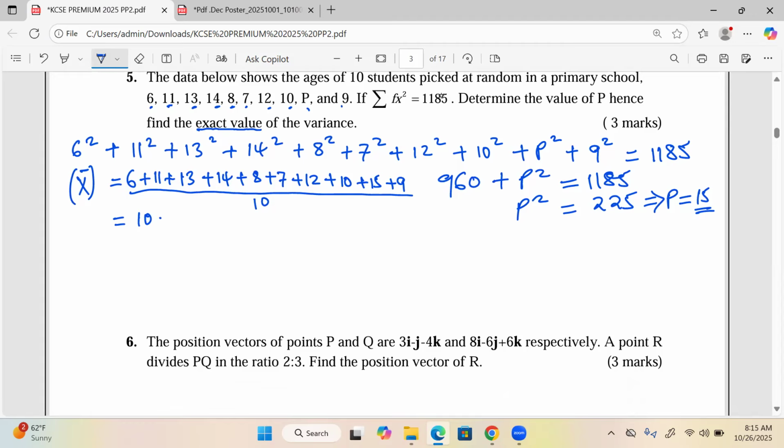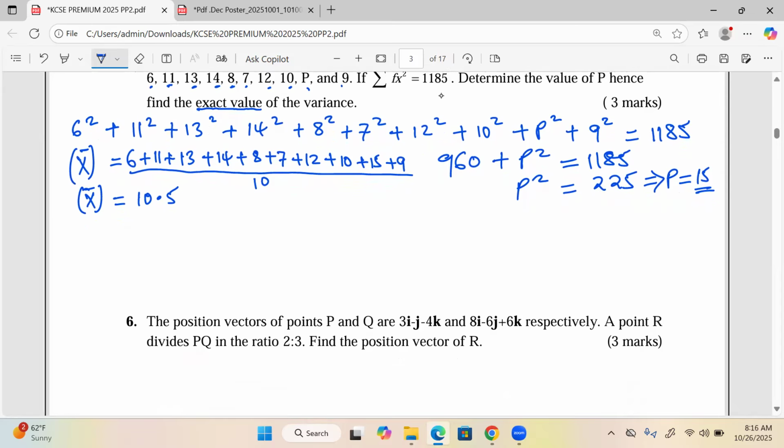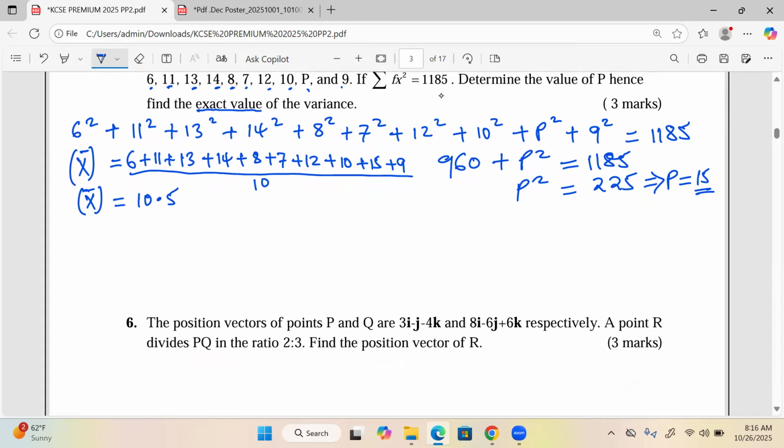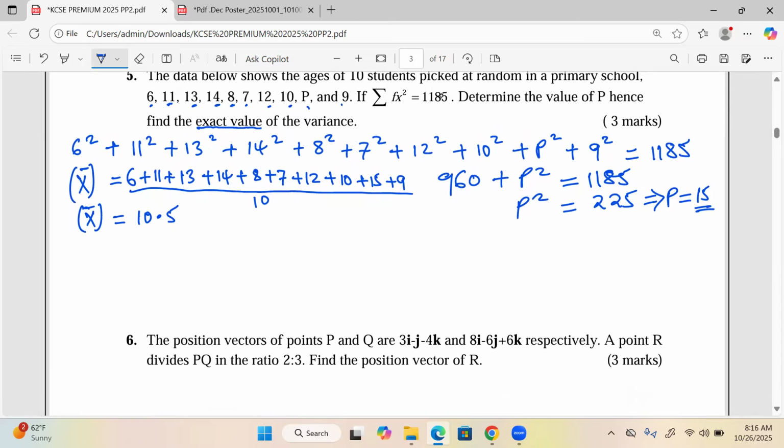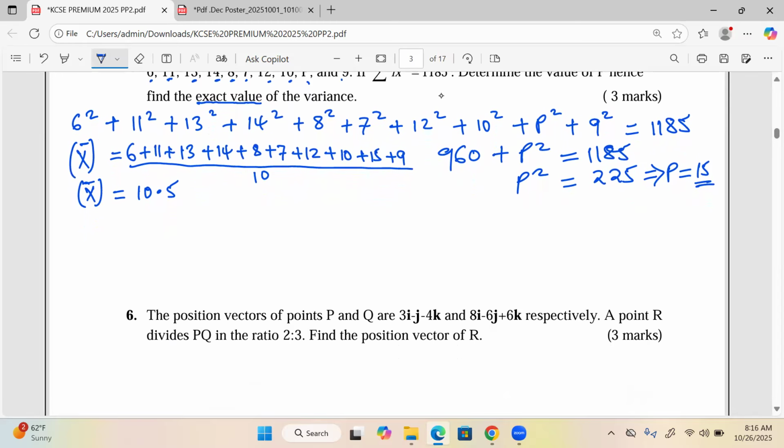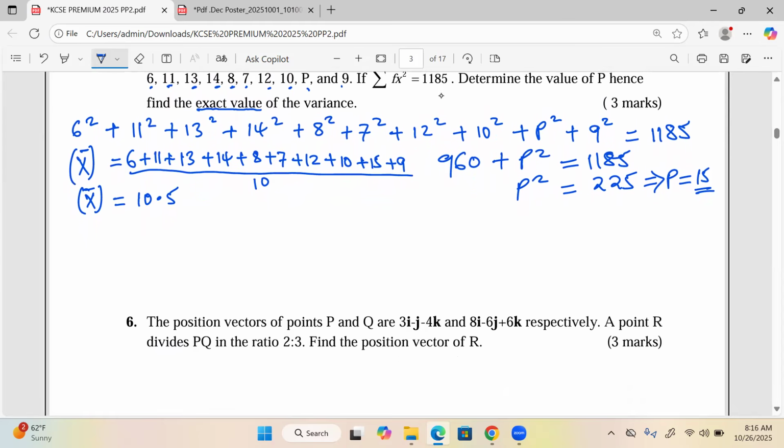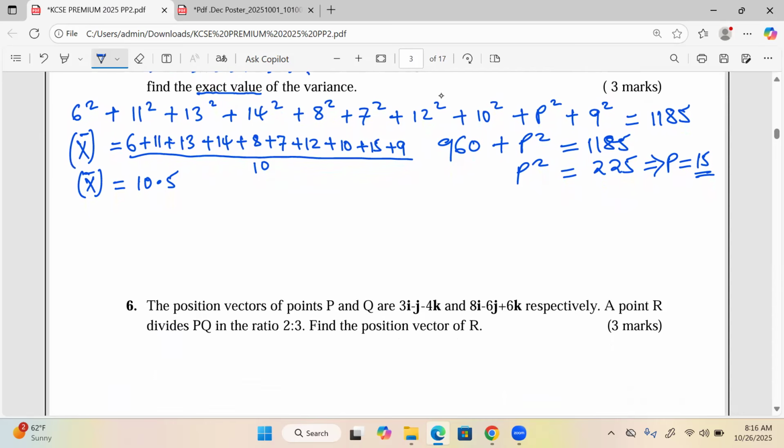10.5 is the mean. I hope I've computed it with accuracy. In case I've made a slight mistake, which is very possible, ladies and gentlemen, please correct it and just follow the working. Okay, with the mean now, we can get deviations: how each value varies from the mean.